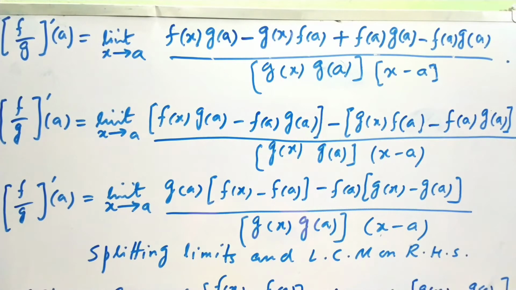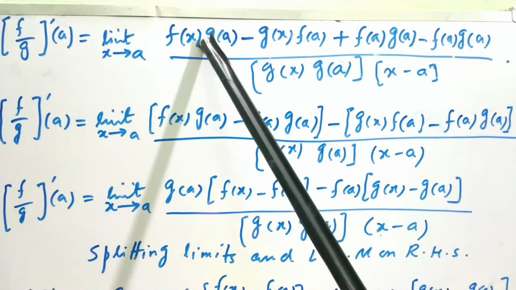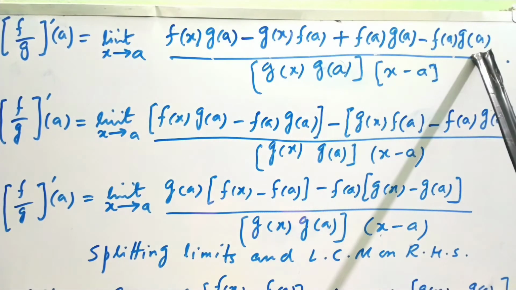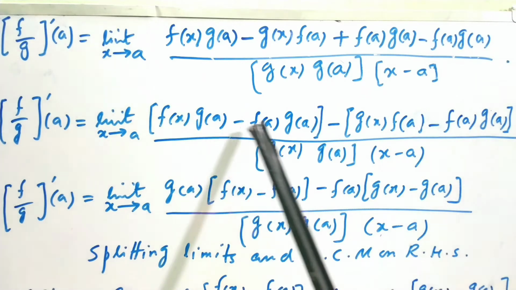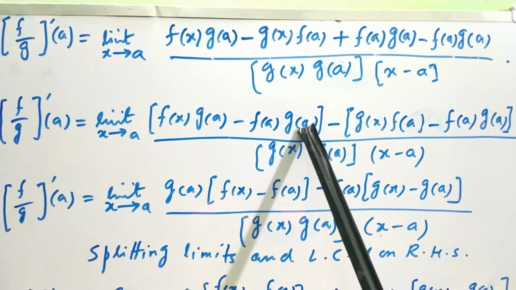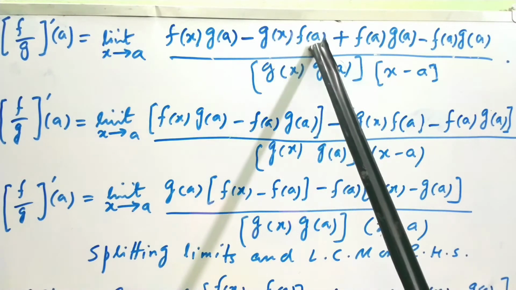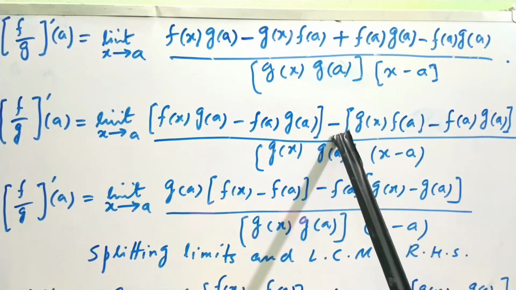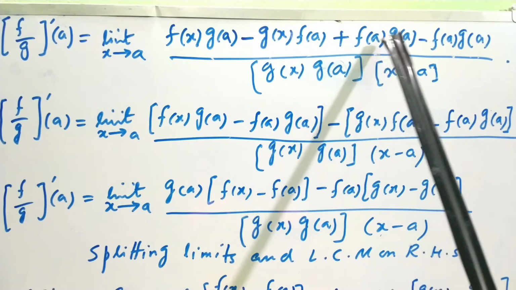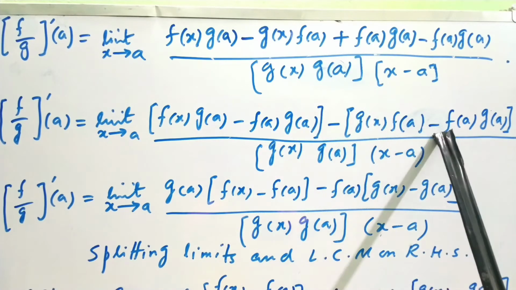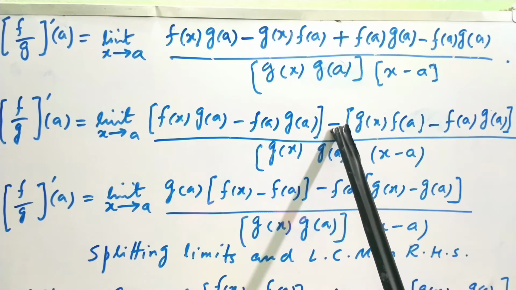These are the four values, and we have to distribute them into two pairs. We are separating the first value and the fourth value: f of x into g of a minus f of a into g of a. For the middle two values, taking the minus sign common, g of x f of a will be positive because we have taken the minus sign common, and f of a g of a, which is positive here, will be negative because we have taken the minus sign common.